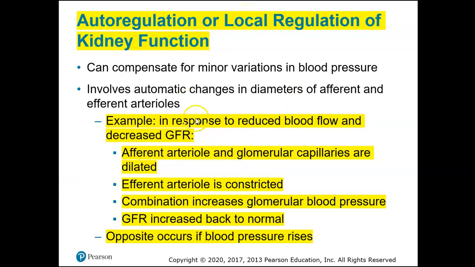Regulating kidney function. When we talk about regulating kidney function, we mean regulating the glomerular filtration rate, so the rate at which the kidneys are filtering the blood. In response to reduced blood flow to the kidney and decreased filtration rate, the afferent arteriole and glomerular capillaries are dilated. And then the efferent arteriole is constricted. The combination of those things increases the glomerular blood pressure, which is going to raise the filtration rate back to normal. Now, if the blood pressure rises, the opposite occurs.